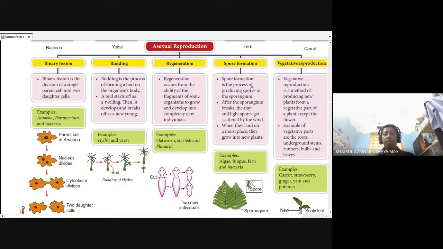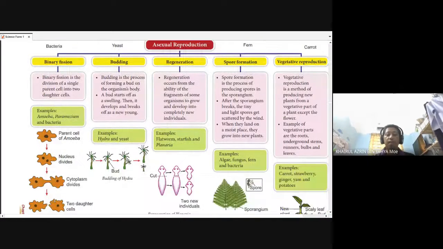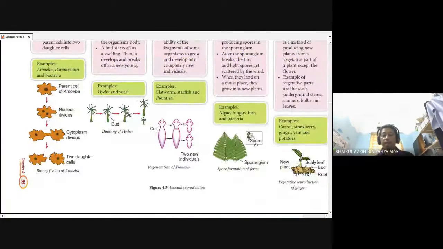Spore formation is the process of producing spores in the sporangium. After the sporangium breaks, the tiny and light spores get scattered by the wind. When they land on a moist place, they grow into new plants. Examples: algae, fungus, fern, and bacteria. So, for example, this is fern. In the diagram, this is the sporangium. This sporangium has spores, tiny little dots like this.